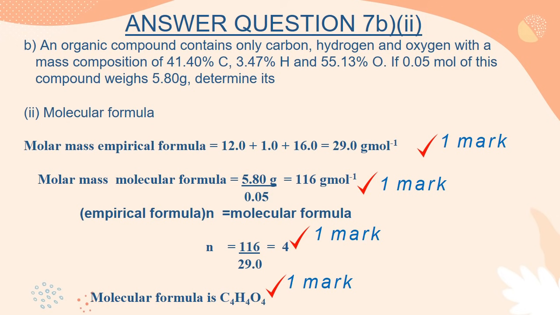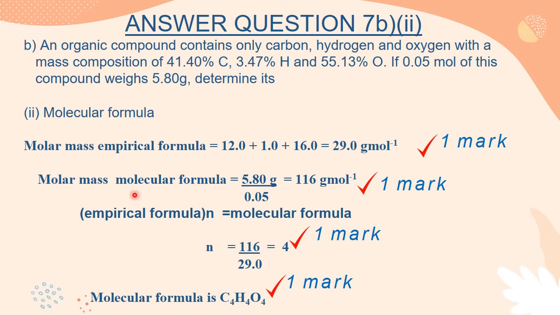Now 7B2, determine its molecular formula. So we will use the formula empirical formula times N equal to molecular formula. Firstly, you calculate the molar mass for the empirical formula. So we have CHO, so this is the molar mass for the empirical formula. And after that we can calculate the molar mass of the molecular formula, using mole and mass of the compound.